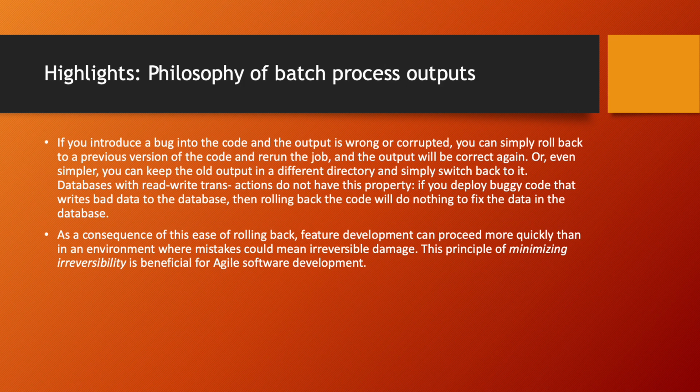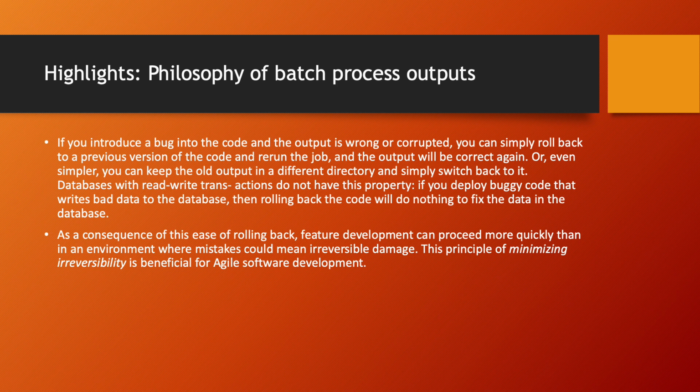Philosophy of batch process outputs. If you introduce a bug into code and the output is wrong or corrupted, you can simply roll back to a previous version of the code and rerun the job, and the output will be correct again. Or even simpler, you can keep the old output in a different directory and simply switch back to it.